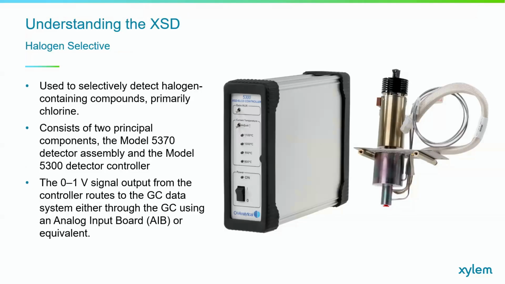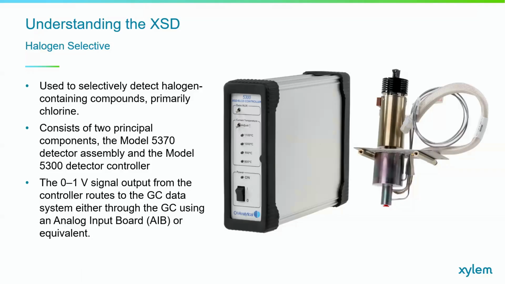So it's used to detect primarily chlorinated compounds. It's just due to the design, it's very sensitive to chlorinated compounds, and we'll talk about the exact numbers later. But in terms of the actual items that you receive, this consists of two principal components. On the right, we have our Model 5370 detector assembly, and on the left, we have the Model 5300 detector controller. So similar principle in that this is an electronics controller.